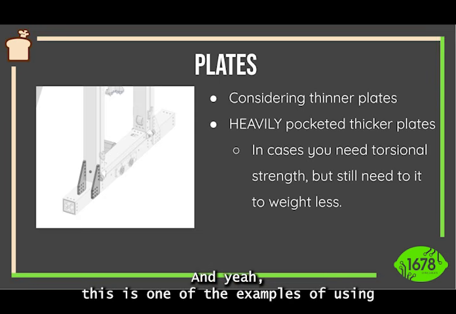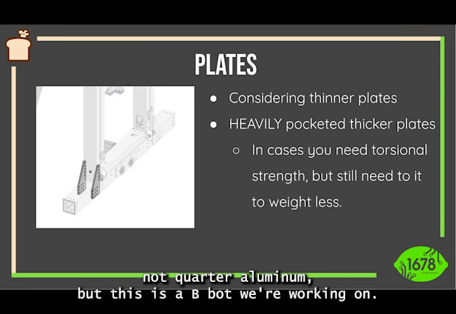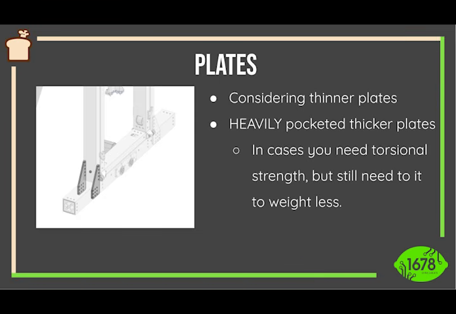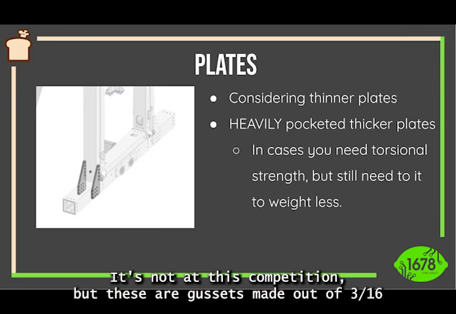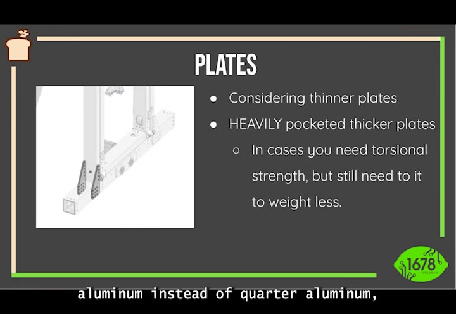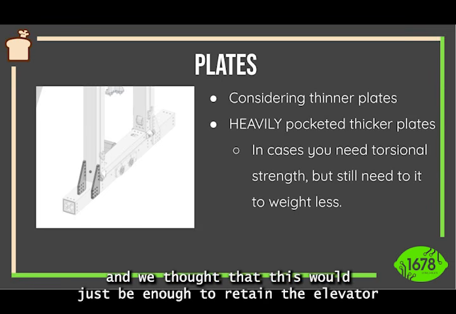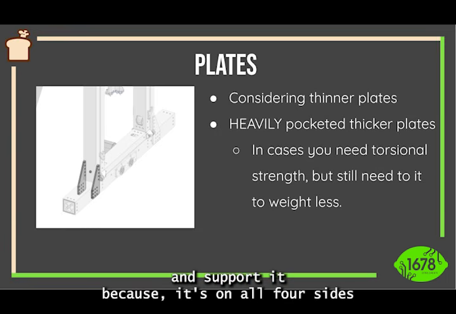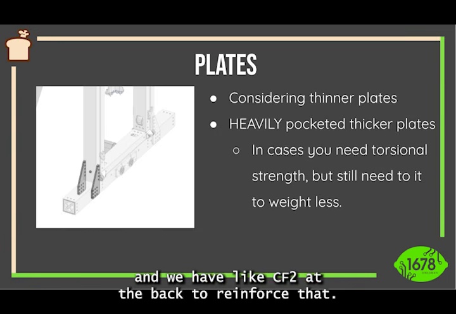This is one of the examples of using not quarter aluminum. This is a B-bot that we're working on. It's not at this competition, but these are gussets made out of 3/16 aluminum instead of quarter aluminum. And we thought that this would be enough to retain the elevator and support it, because it's on all four sides, and we have CF tube at the back to reinforce it.